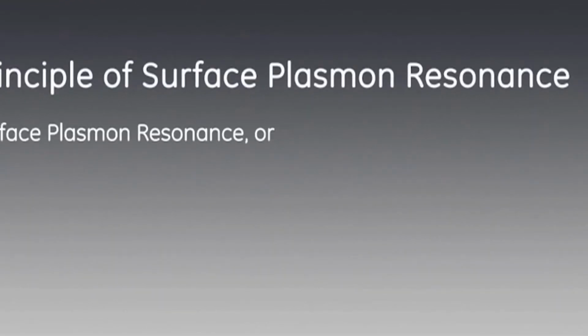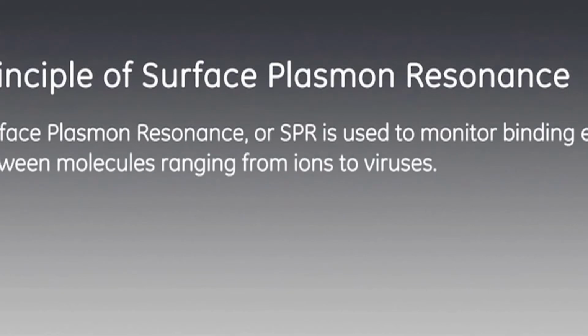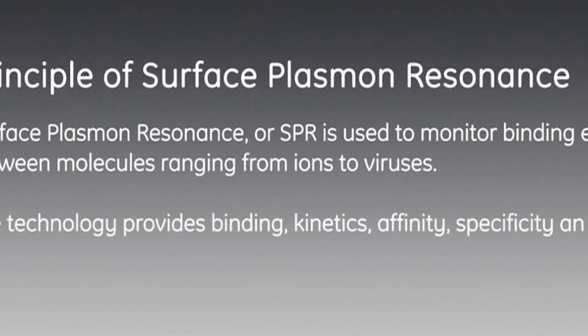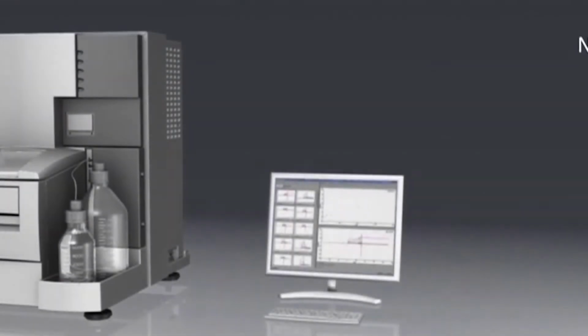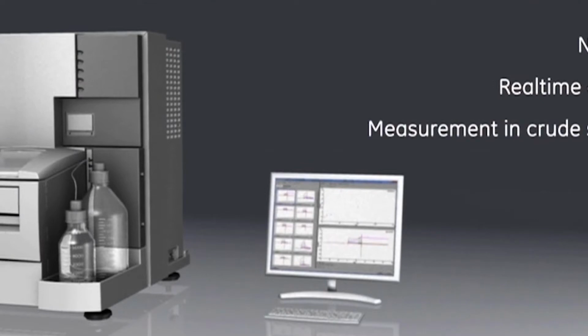Surface plasmon resonance, or SPR, is used to monitor binding events between molecules ranging from ions to viruses. This technique allows you to observe binding and measure kinetics, affinity, specificity, and concentration without any need for labels. Biacore T200 is designed for ease of use and exceptional sensitivity.